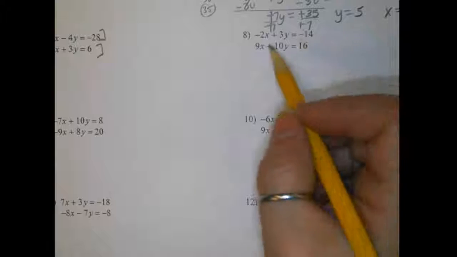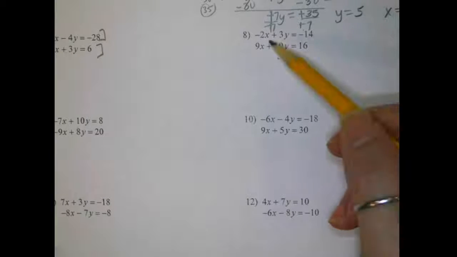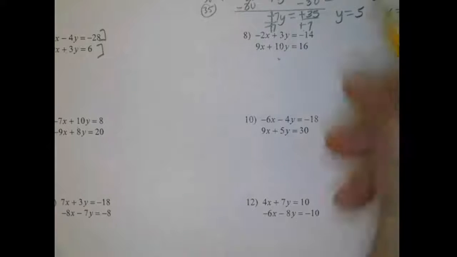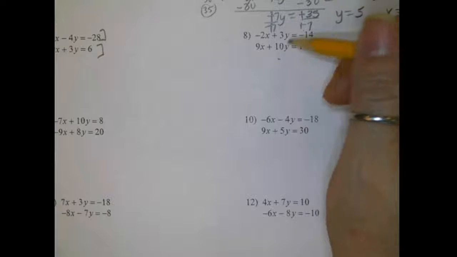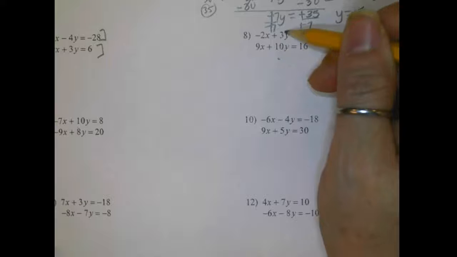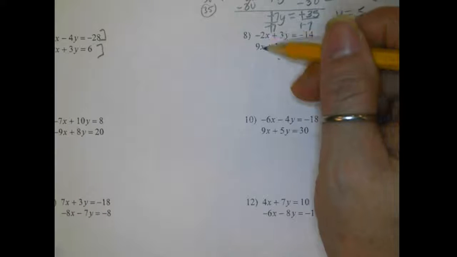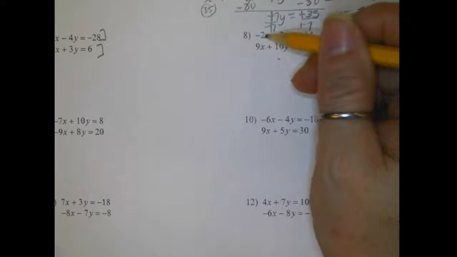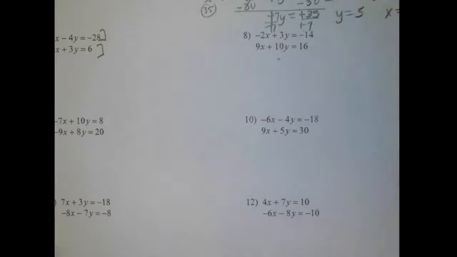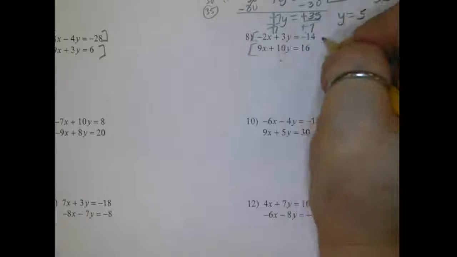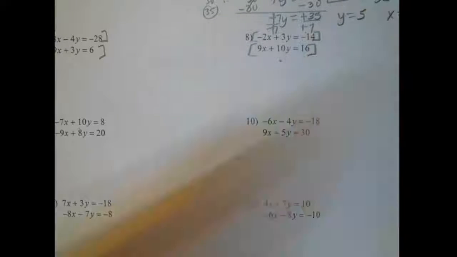Okay, so let's look at number 8. I can't do that, and I can't do that. Can I look for something smaller? 10, 20, 30. I'd have to multiply this by 10 and this by 3. 9 and 2. I have to multiply this by 2 and this by 9, right? I can't come up with anything smaller. Which one do you want to do, x's or y's? But I'm definitely going to have to multiply both the top and the bottom, right?